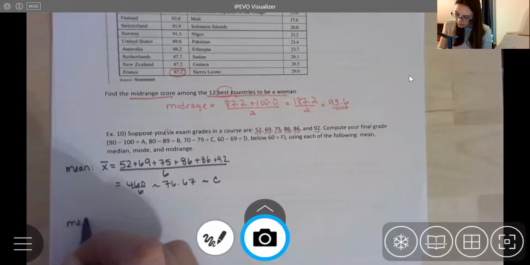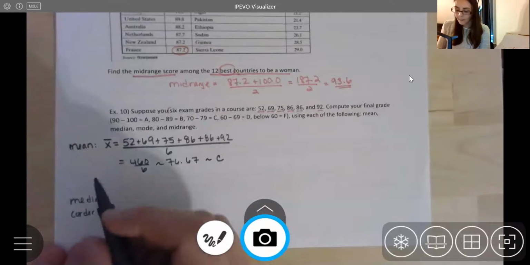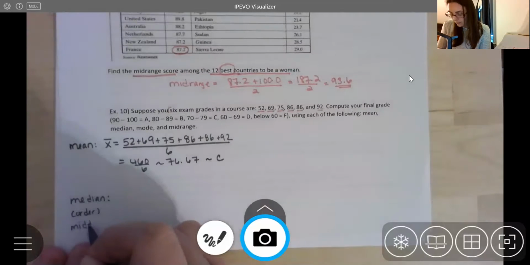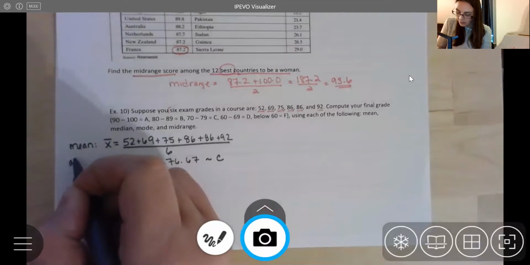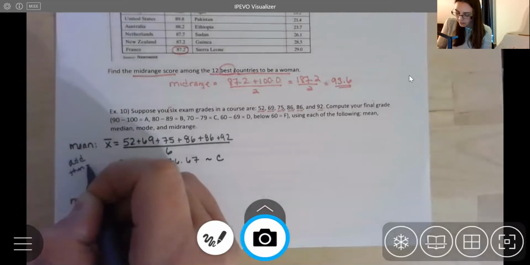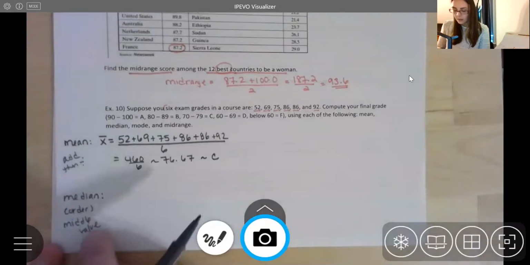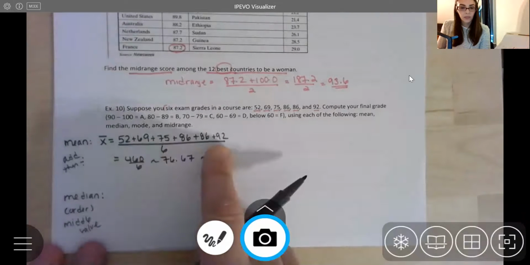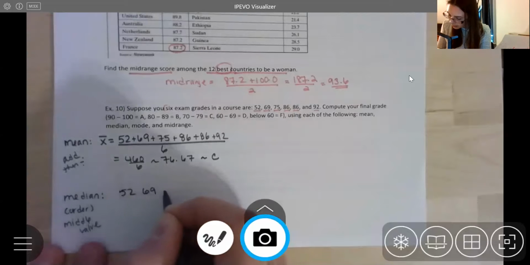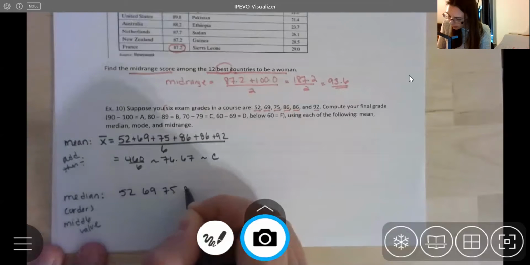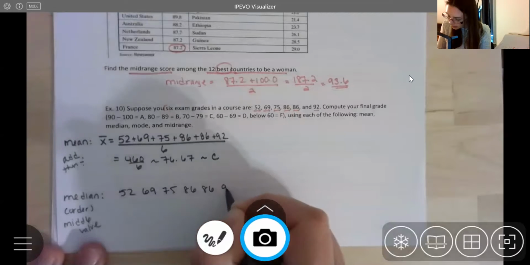If I do my median, remember the first thing you have to do with your median is make sure you order it, right? Because you want the middle value. Okay, so here we add, then we divided. Here I want the middle value. So I'm going to put these in order first. Actually, they're already in order, which is great. So 52, 69, 75, 86, 86, 92.